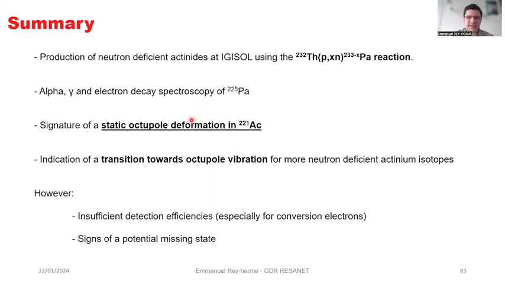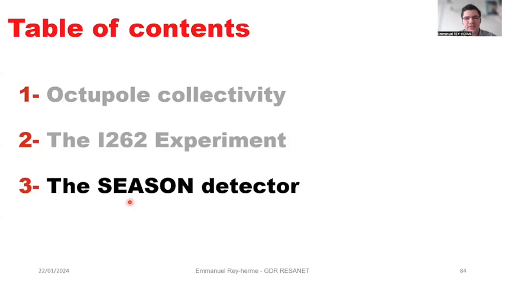This means that the reconstruction of the conversion coefficients and thus of the multipolarities was far from easy. And we also have signs that we are probably missing a state that we cannot see with the statistics we have, but that should be present to explain some of the behavior, some of the intensities. So we need to go to setups with higher detection efficiencies, and this is what SEASON will be.